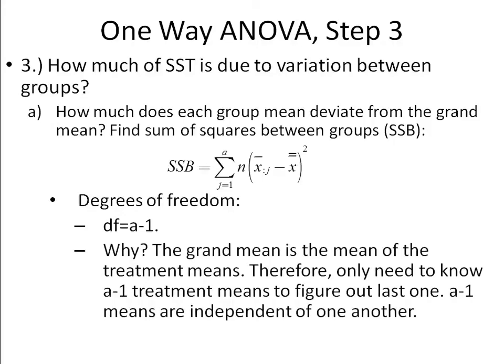To go through that, basically the grand mean is the mean of all the treatment means. So you only need to know A minus 1 treatment means to figure out the last treatment mean. That means only A minus 1 means are independent of one another, which means your degrees of freedom are just A minus 1.